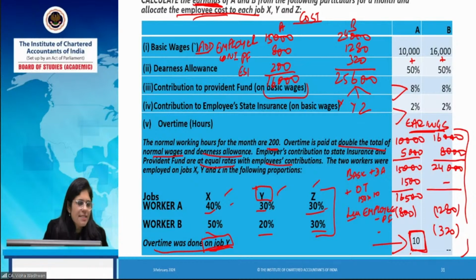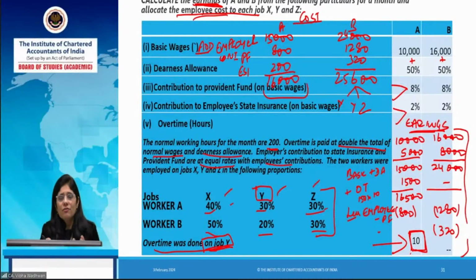Gunjan, I just explained, to calculate the rate we cannot add overtime. Otherwise, according to the rate, overtime will be distributed among all. Overtime is done only on one job and only by one worker. How can we include it in the calculation of normal rate per hour? We cannot. All right. Why has the employer's contribution not been added to employees' earning?